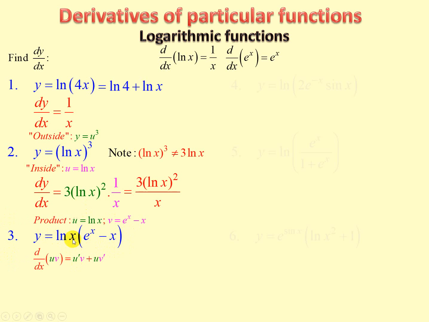So we have ln x as the u, and v is the inside of that bracket. There's the product rule, u prime v plus u v prime. So u prime, ln x differentiated, v as it is, plus ln x as it is, u as it is, times v prime. The derivative of e to the x is still e to the x. The derivative of minus x is minus 1.